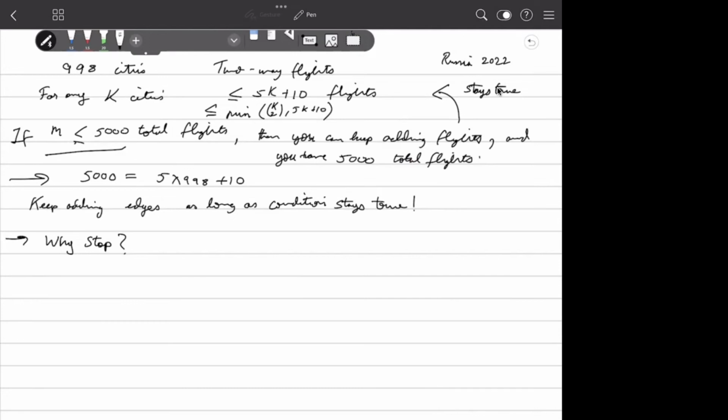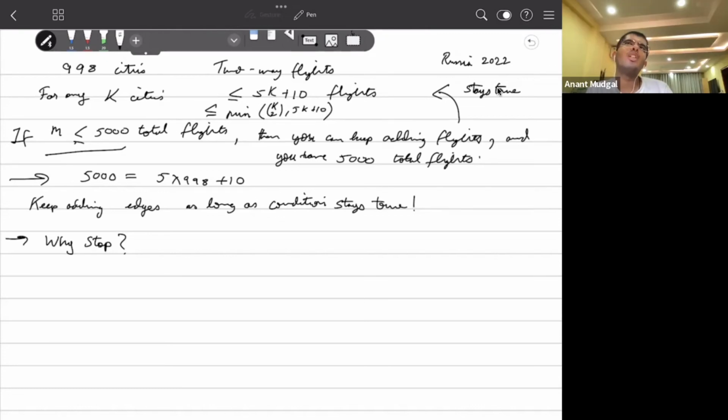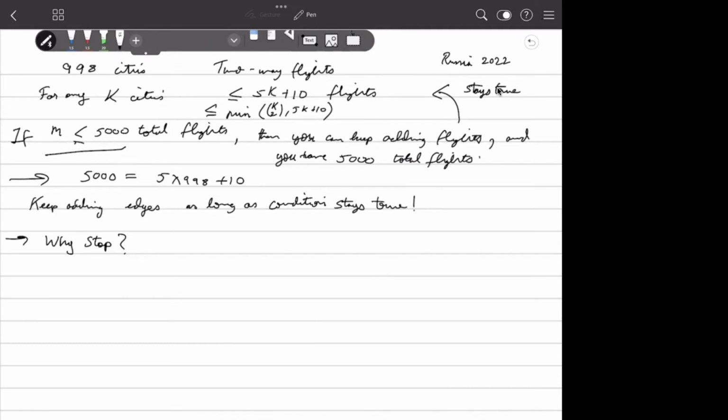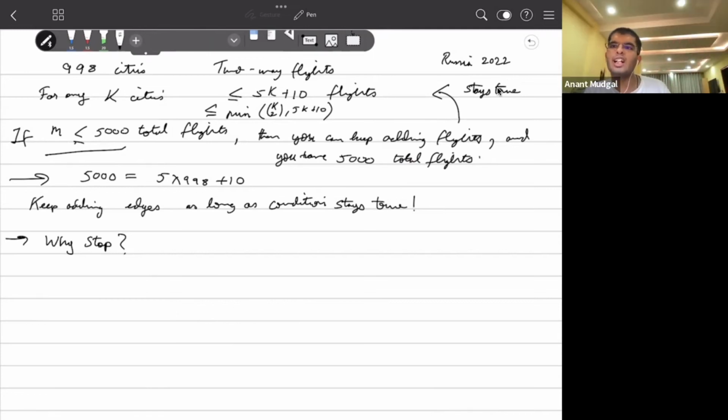In every group of K cities, you will have 5K plus 10 edges. Every group of K cities is probably not how you want to say that. I don't think that's always true. But what is true is that if you add an edge, there exists some group of K cities for which this thing breaks. Yes. What's certainly true is that if you add an edge, something has to break somewhere. Maybe many things break at the same time. But the answer is something breaks. So if something breaks, then what happens?